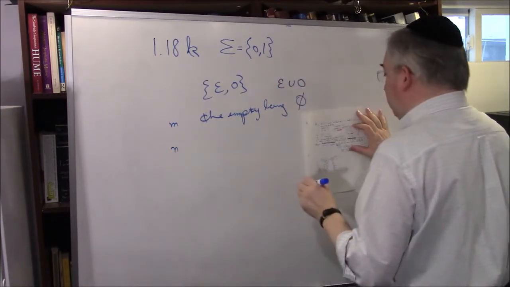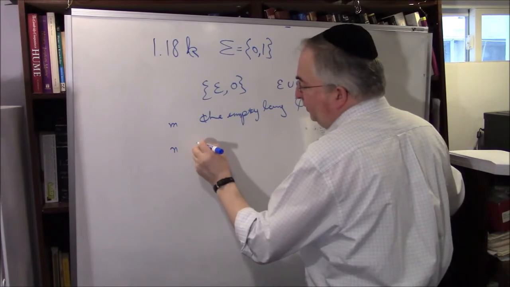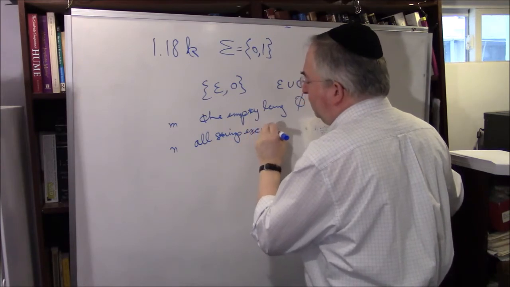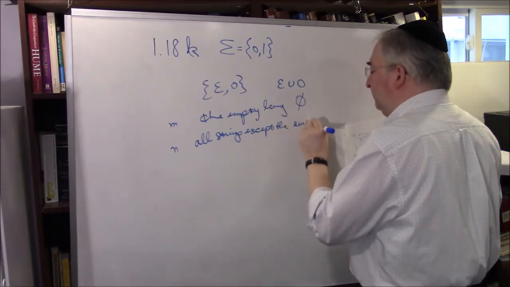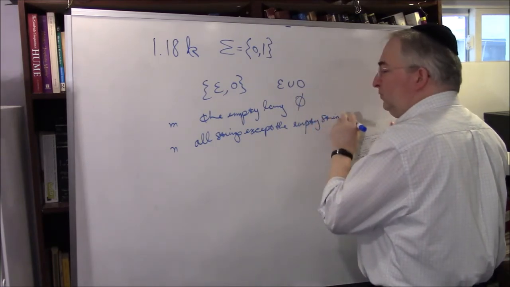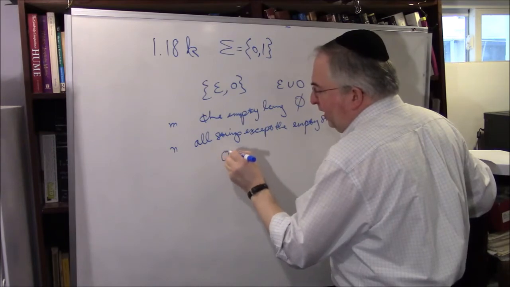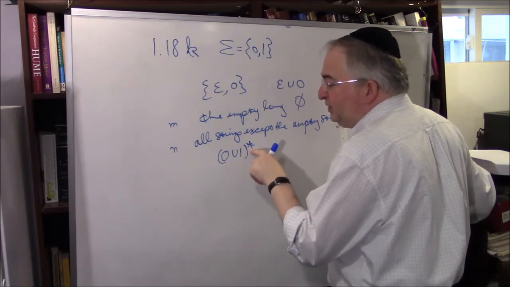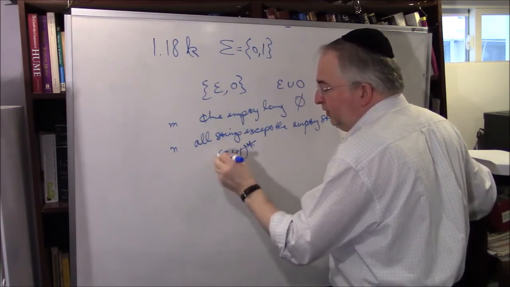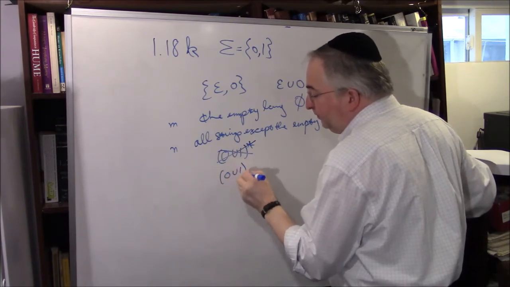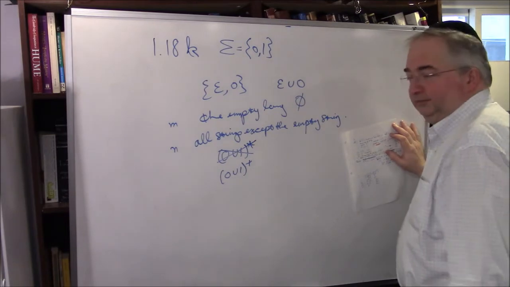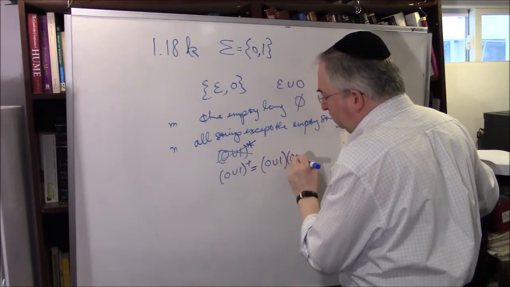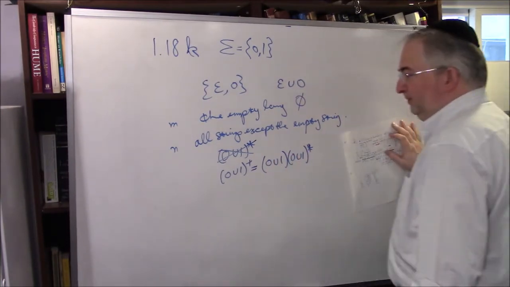1.18n is all strings except the empty string. Well, let's just do it. I mean, all strings is that. But we don't want that because this could be 0 and that would be the empty string. So what we want is that. That's it. Let's just write it an equivalent way. That's that.